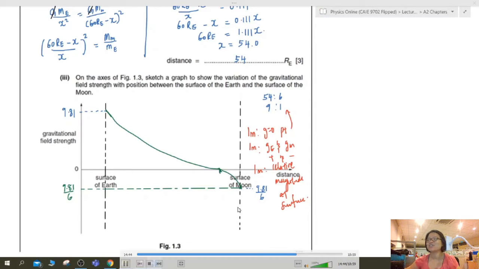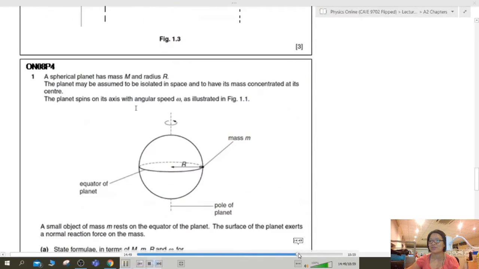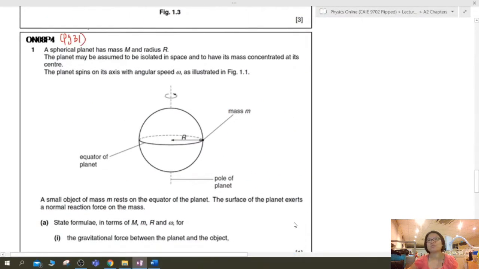Okay, so in this particular video, this particular question, which is on page 31, this is page 31. Then what is that other question? Yeah, you can find one.